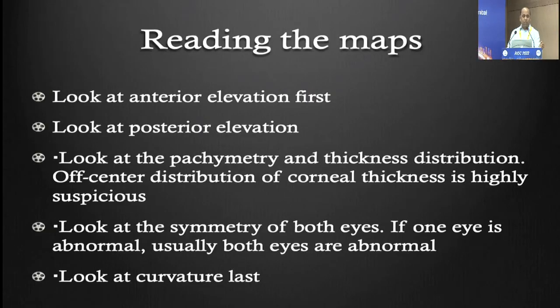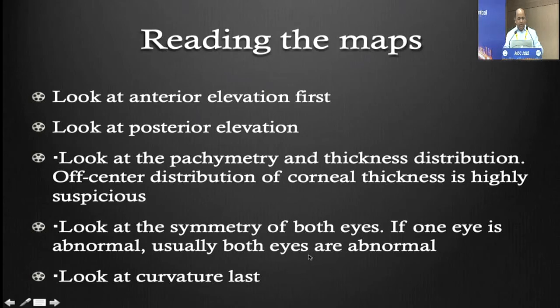So coming to the reading of maps, how to proceed there? It gives so many maps, so which one to read and which one not to look at? First of all, we have to look at the anterior elevation. After seeing the anterior elevation, then see the posterior elevation. After seeing these two elevation maps, we have to go to the pachymetry map and the thickness distribution from center to periphery. If you find anything wrong in these three maps, try to correlate the posterior or anterior elevation with the pachymetry map. If the thinnest point of pachymetry is the same as the elevation, then that will be a suspicious case.